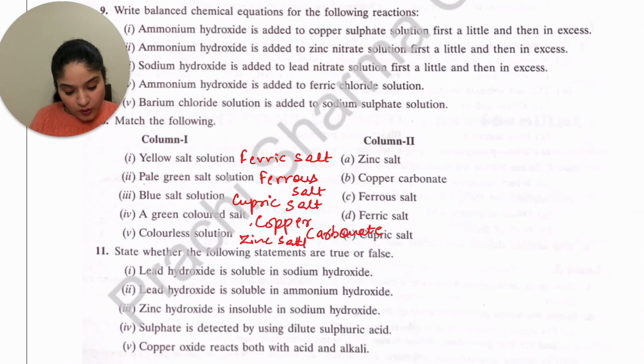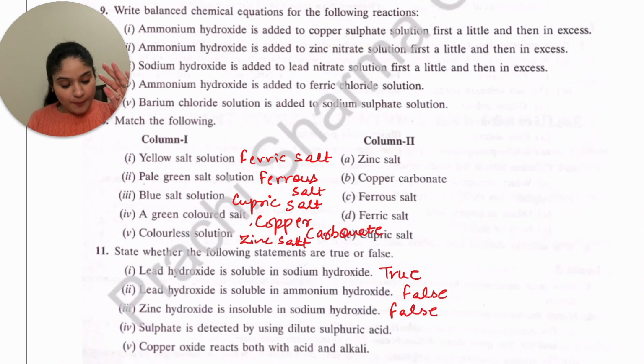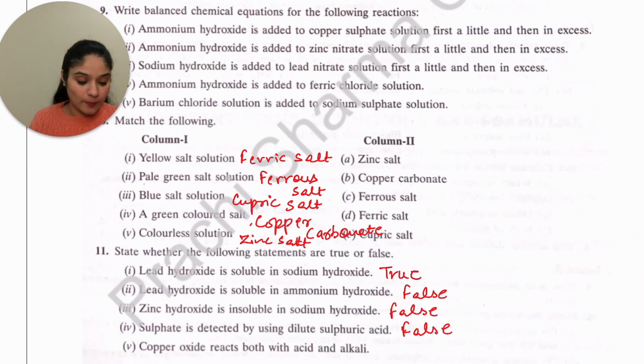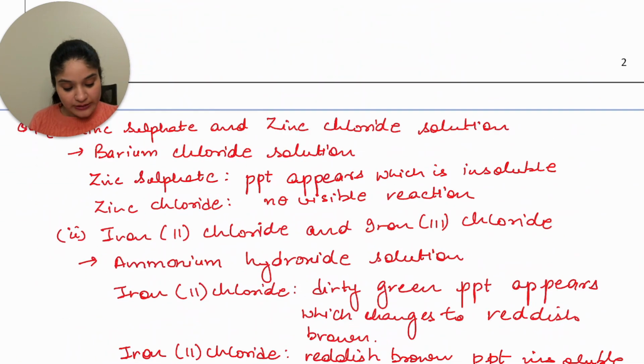Moving on to question number 11. So lead hydroxide is soluble in sodium hydroxide. That is true. Lead hydroxide is soluble in ammonium hydroxide. That is false. Zinc hydroxide is insoluble in sodium hydroxide is also false. Sulfate is detected by using dilute sulfuric acid is false. Copper oxide reacts both with acid and alkali. That is false. Copper oxide is not an amphoteric oxide. So false.